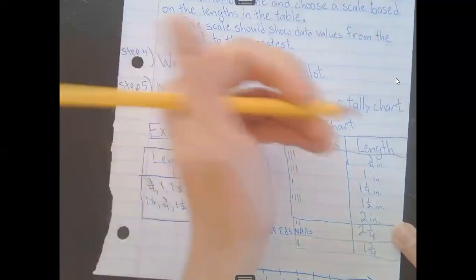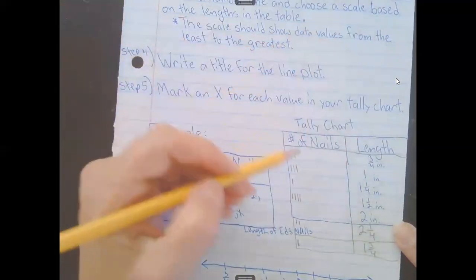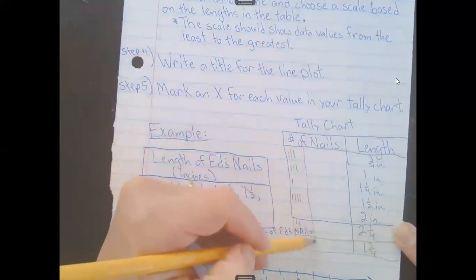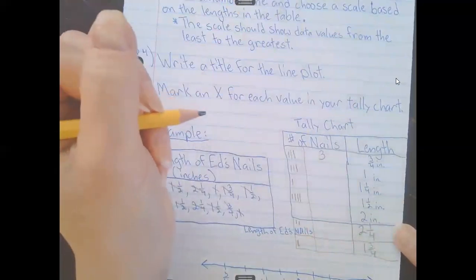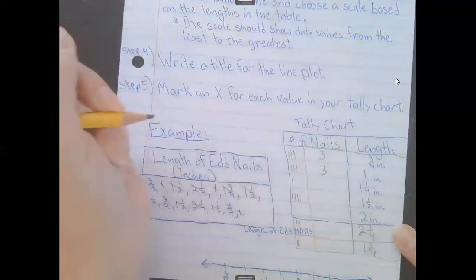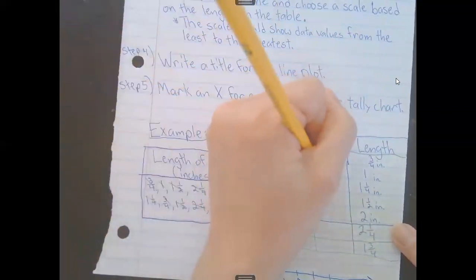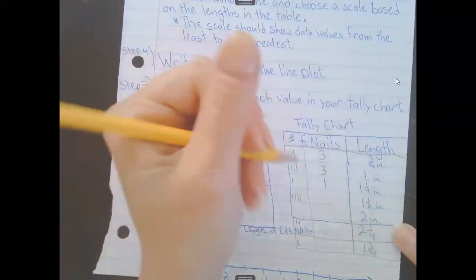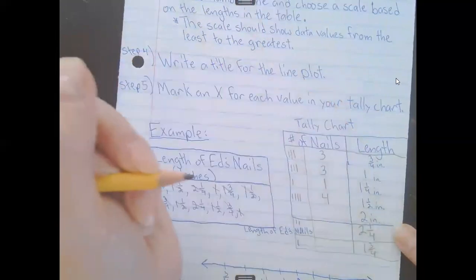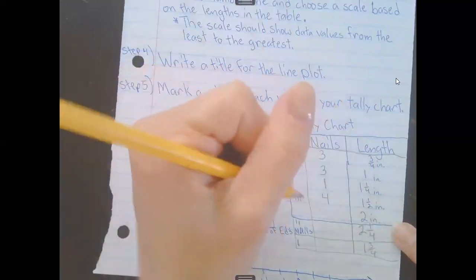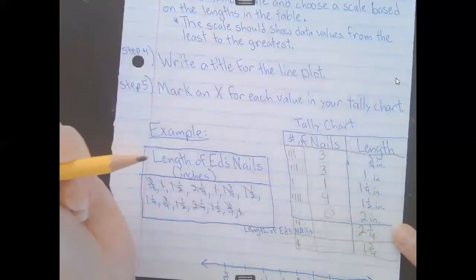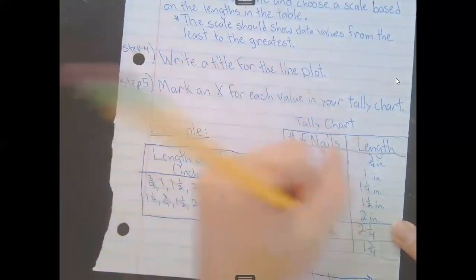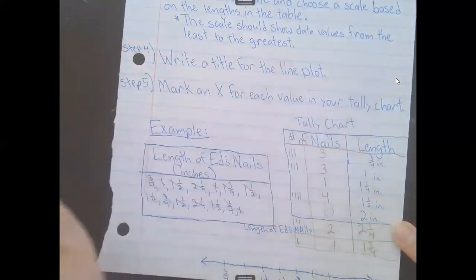So now what I'm looking at is, if you notice, this is why it's also called a tally chart. I have 3 that are 3/4 of an inch long. I have 3 that are 1 inch long. I have 1 that's 1 1/4 inches, 4 that are 1 1/2 inches. I have 0 that are 2 inches. I have 2 that are 2 1/4, and I have 1 that's at 1 3/4.